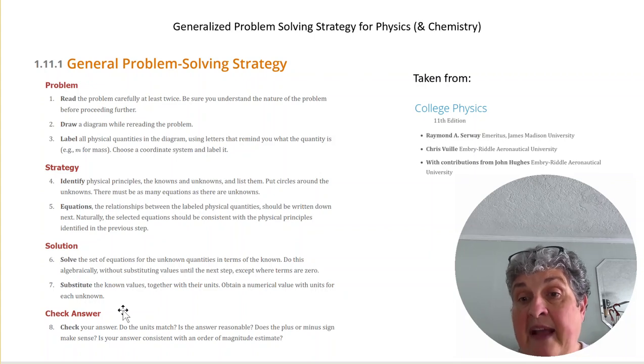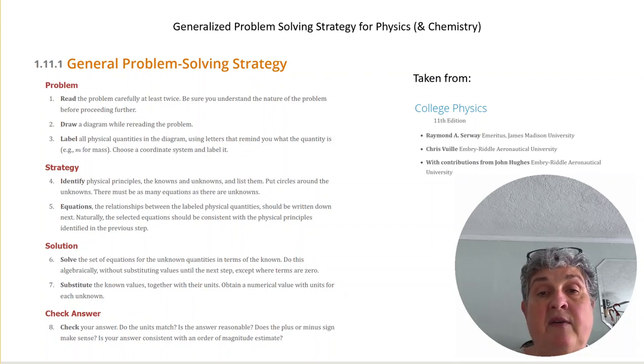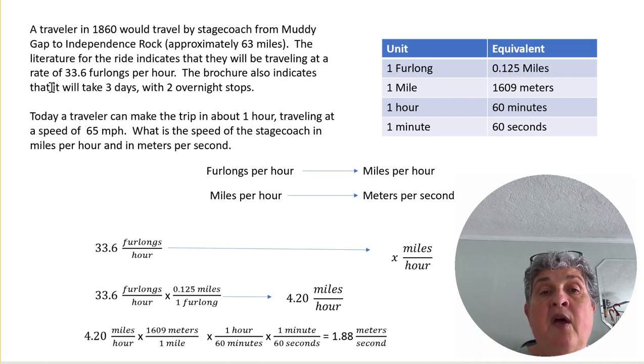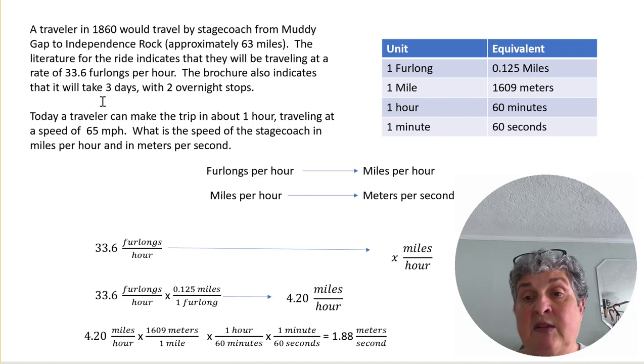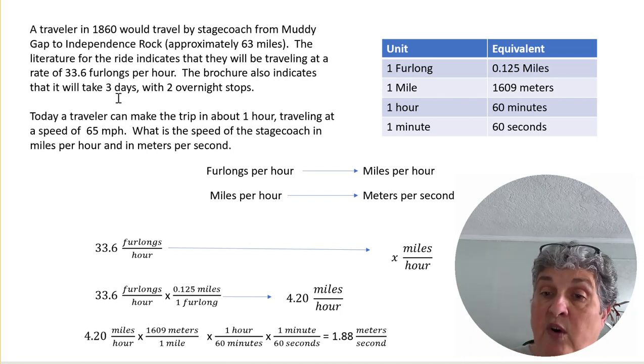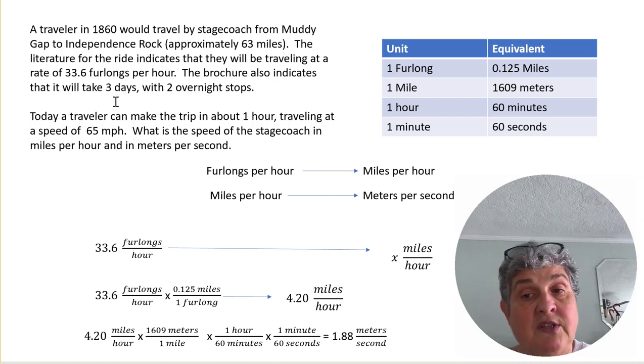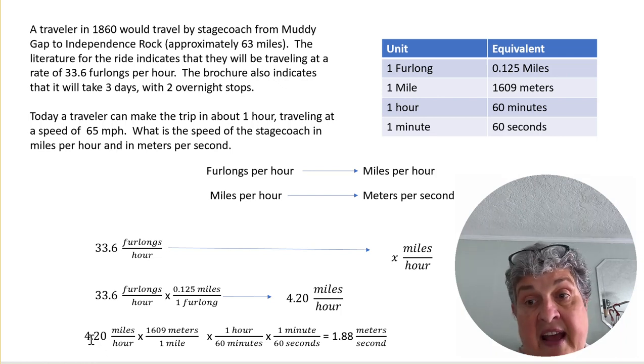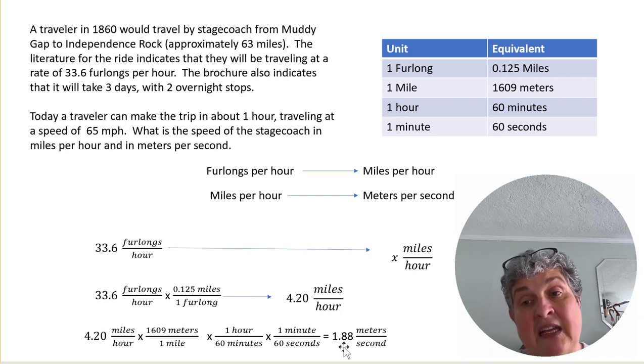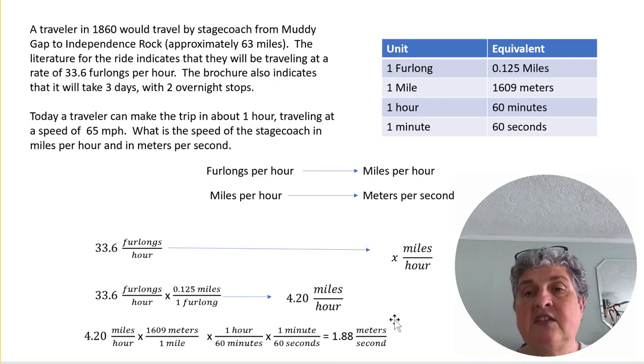Now, if we go back and look at our original problem, we were traveling at 33.6 furlongs per hour, and it said it's going to take us 3 days. And the reason we're going to do that is because we want to save the horses. We're not going to stress the horses too much, so we're traveling at roughly 4.2 miles per hour. So we're not going very fast. So to have something that's 1.88 meters per second is not necessarily a number that's going to be outrageous. So this is going to look pretty good.